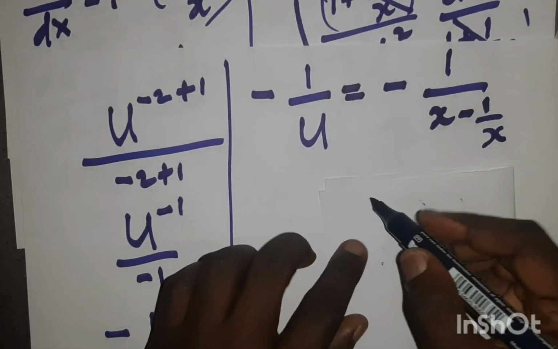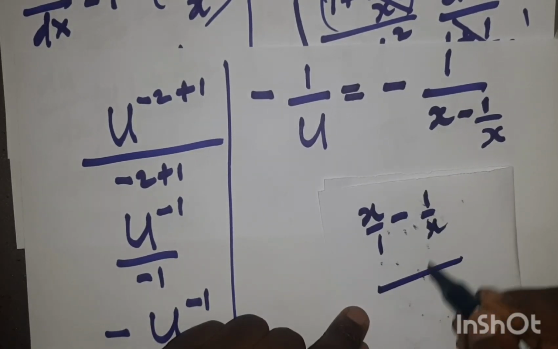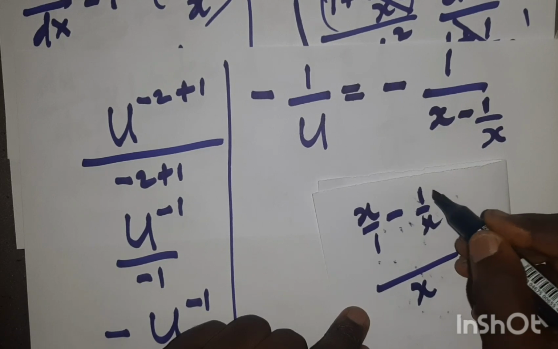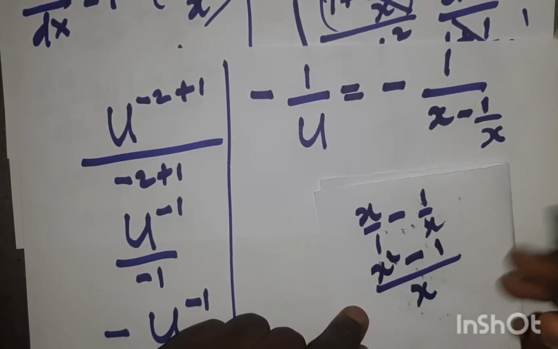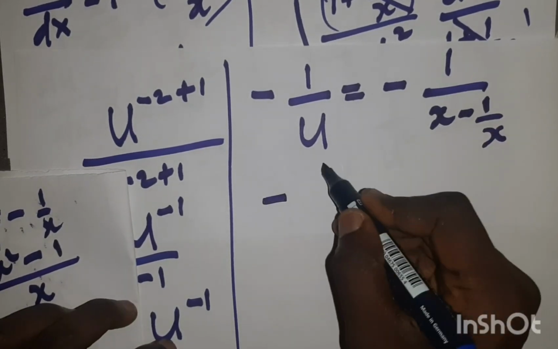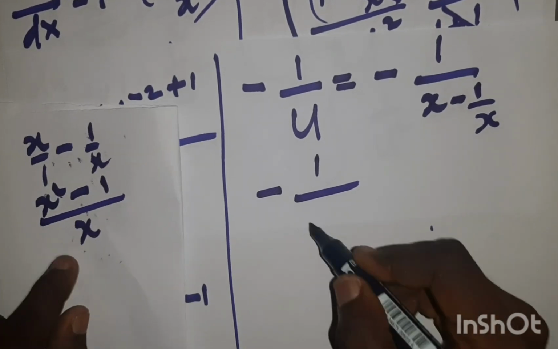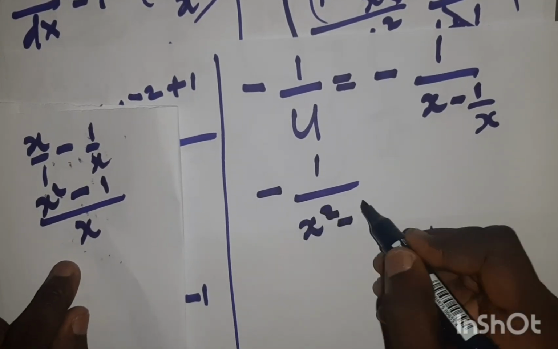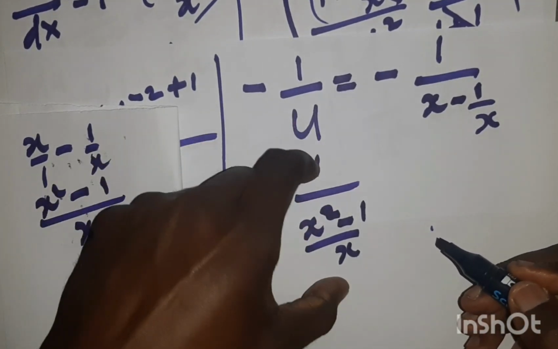So x over 1 minus 1 over x. The LCM here is x. x divided by x is 1. 1 times 1, 1 minus x divided by 1 is x. x times x is x squared. So I have x squared minus 1 over x. So this is now minus 1 over, this now simplifies to this one here, x squared minus 1 over x. And of course, if you divide 1 by this, this will invert.